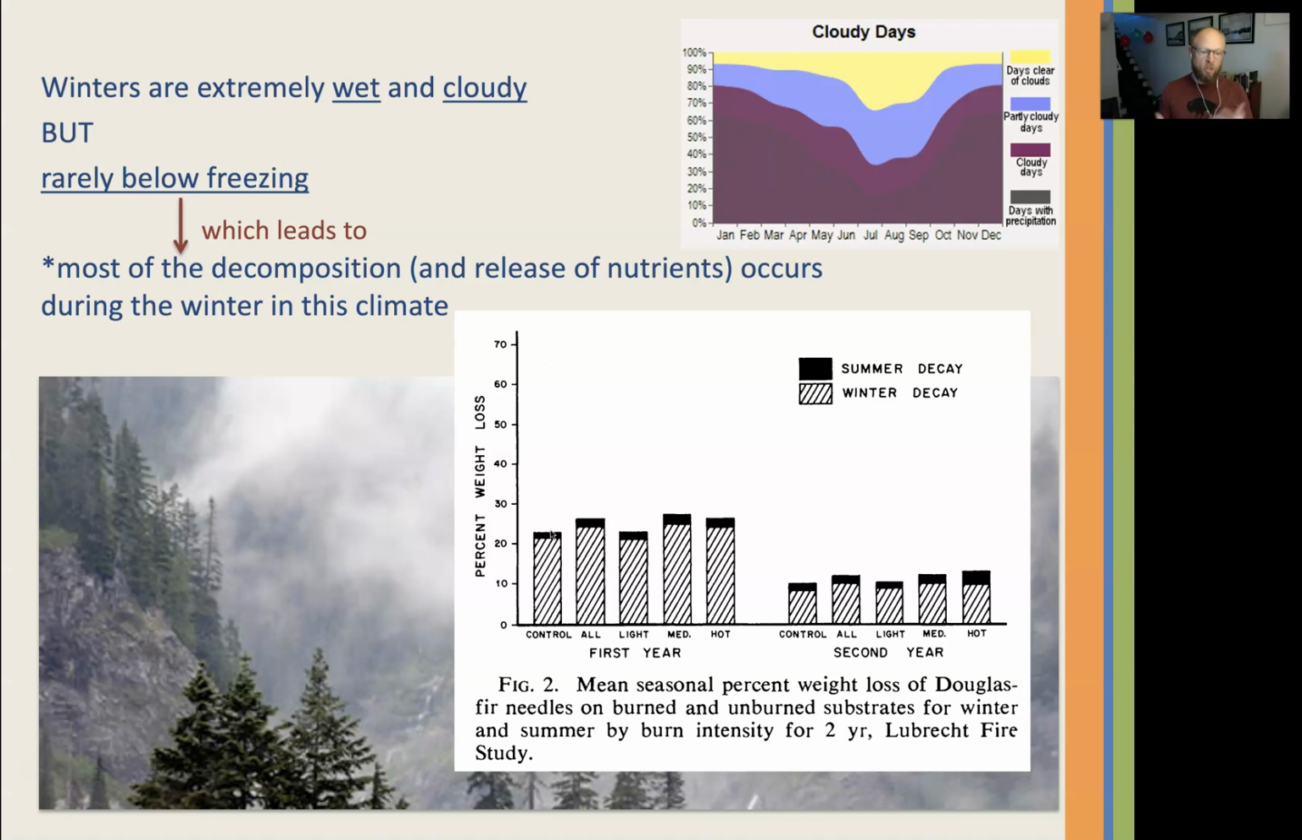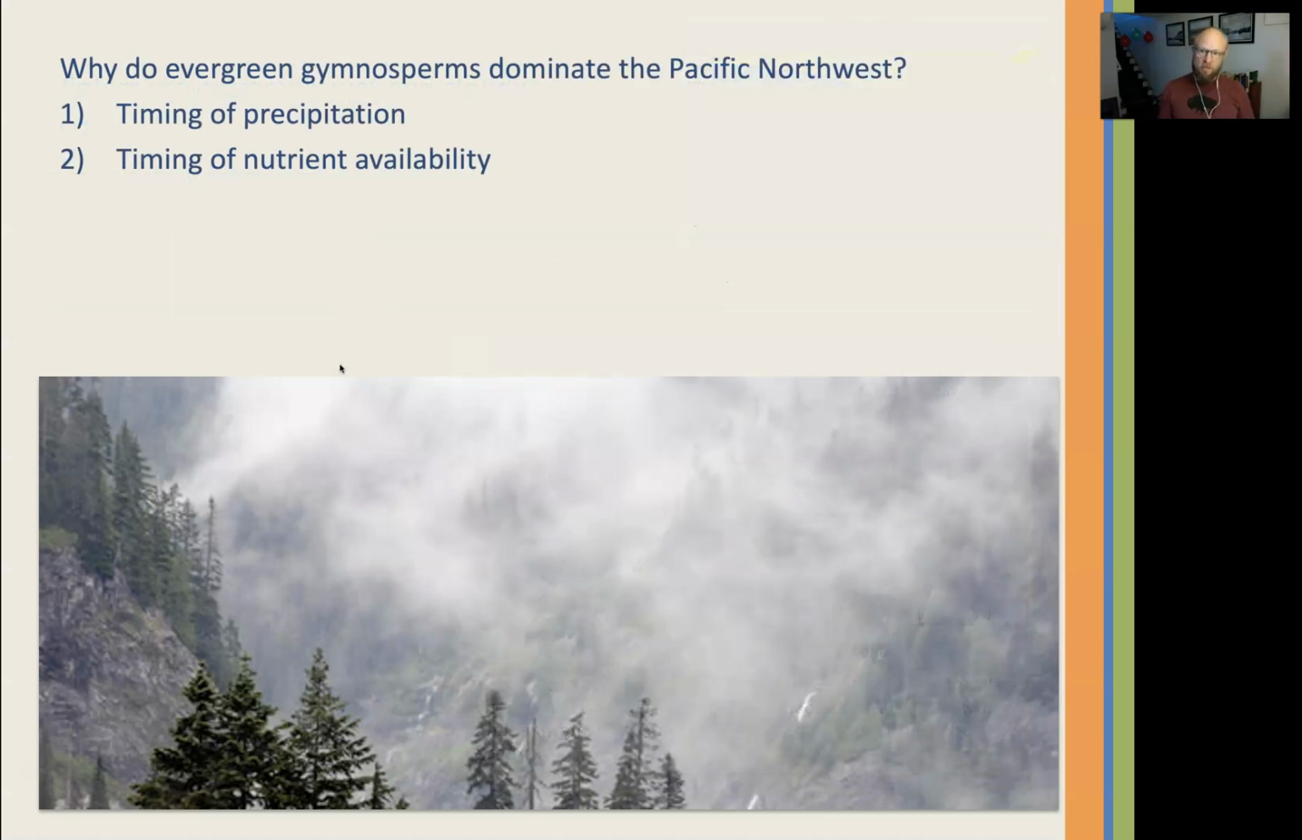So they can use those nutrients, get ready to build new leaves, build those new leaves in the summertime and use them for growth. If deciduous angiosperms were dominating this area, lots of those nutrients would go unused and kind of wasted, so to speak. So timing of precip as far as drought goes, and timing of nutrient availability, which also has to do with the timing of precipitation. Those two factors are the primary drivers of why we have evergreen gymnosperms dominating this area. Like I said, there's a little more to the story that we don't know yet, but those are part of it.